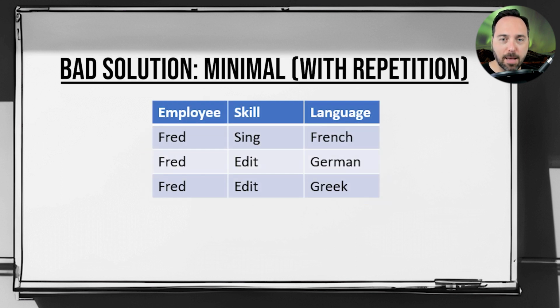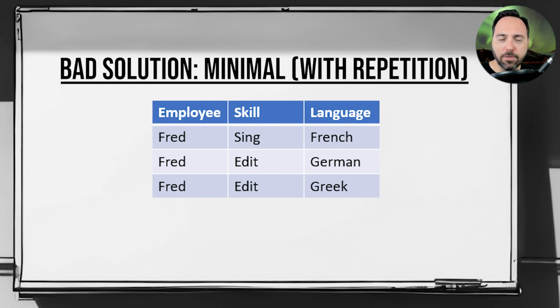Here is a third example, which includes the minimum number of tuples plus some repetition to avoid null. Yes, we avoid null, so that's marginally better than the prior example, but it's still bad. Reading this, we assume that Fred can sing in French and can edit German or Greek videos. Because of the repetition, it actually becomes more ingrained in us that the skill and language are supposed to be together, even though that wasn't the original intent.